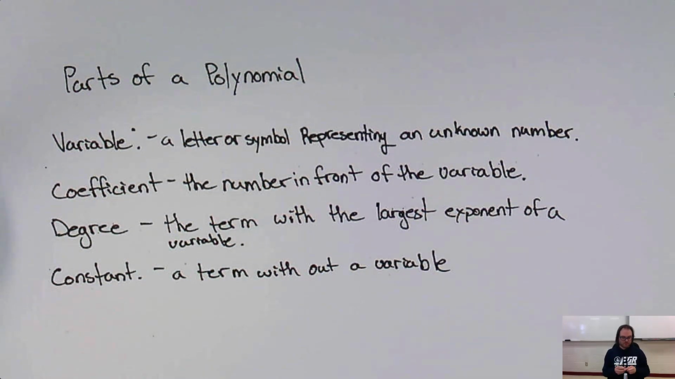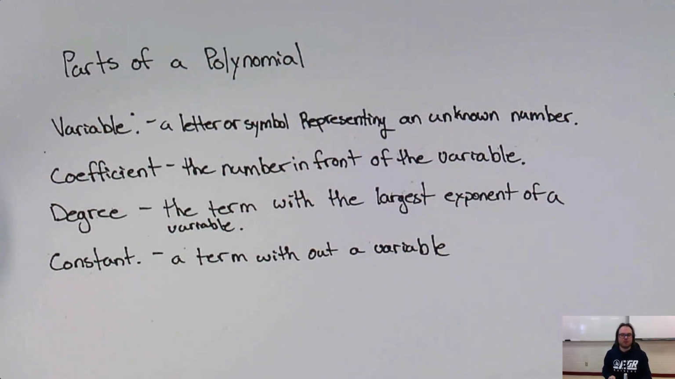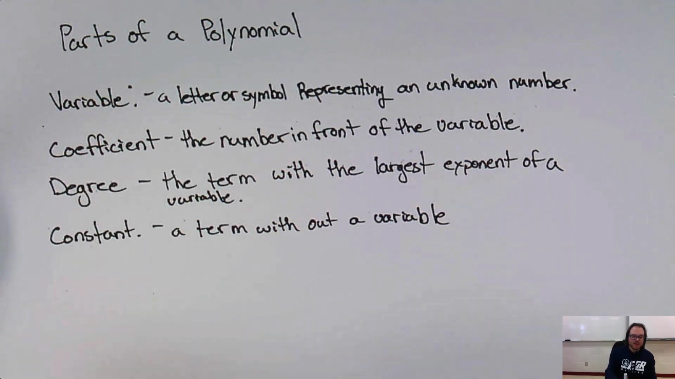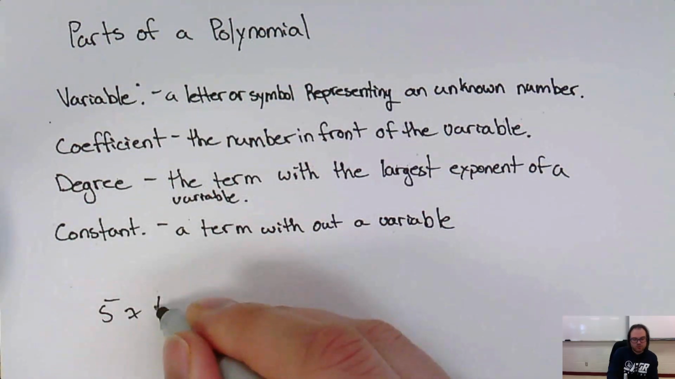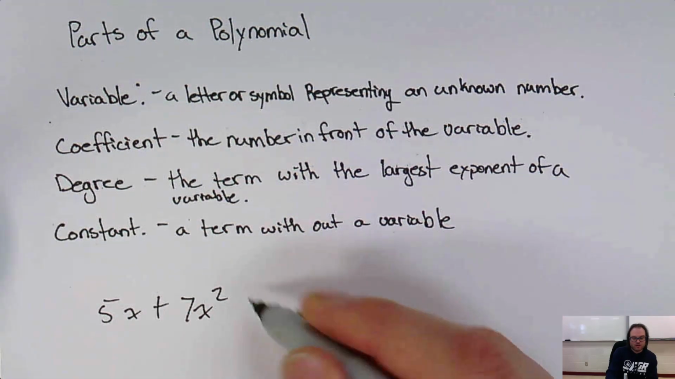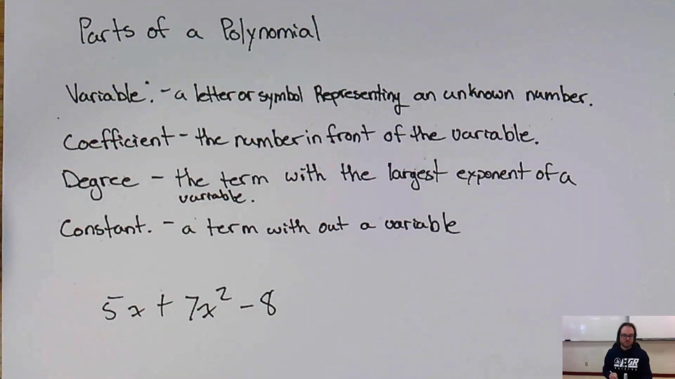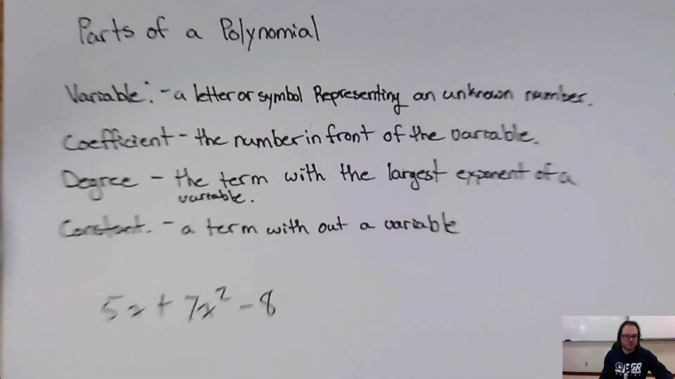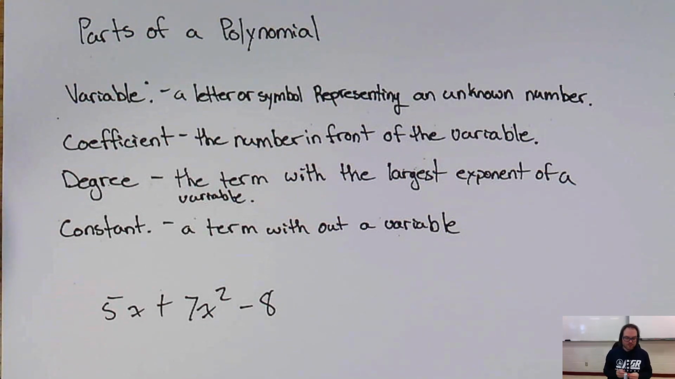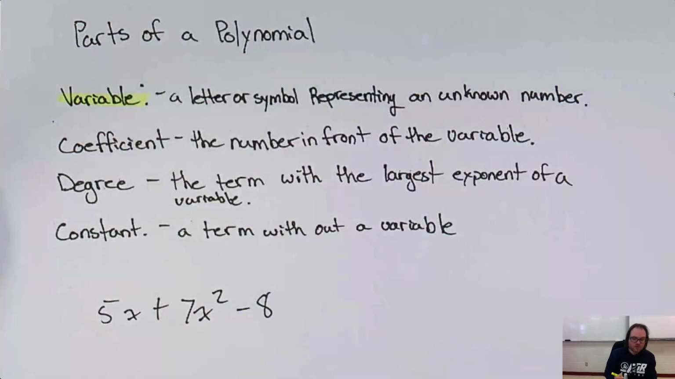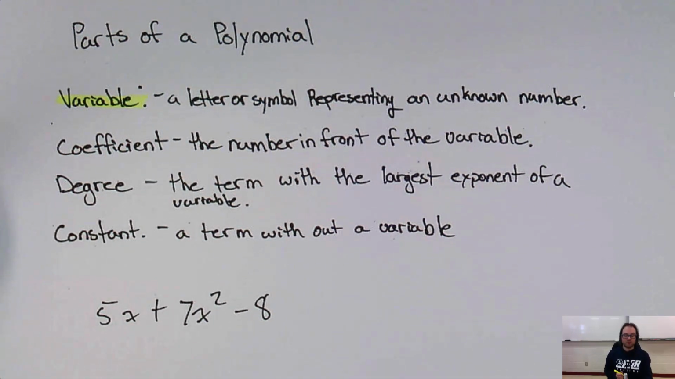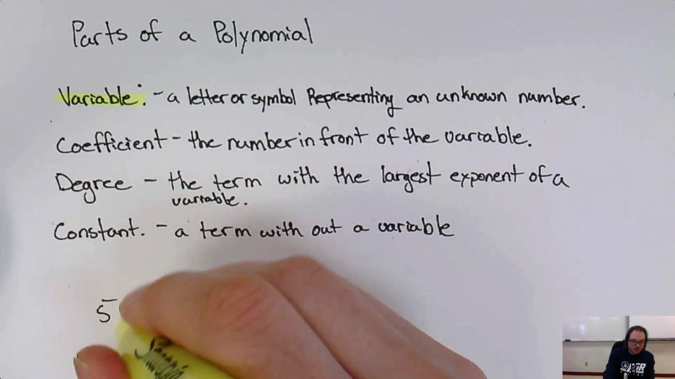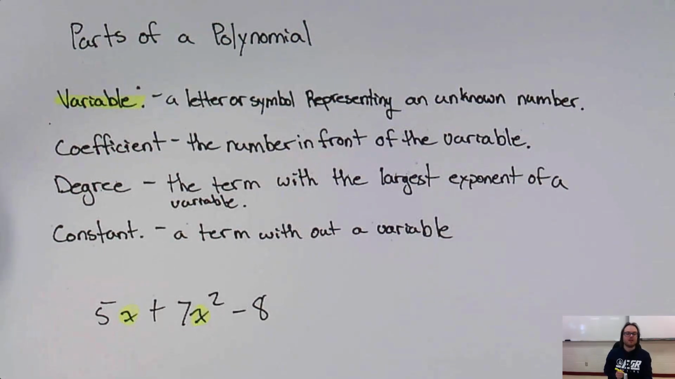So, let's look at an example here. If I have 5x plus 7x squared minus 8. Well, I'm going to look at certain things here. First, let's try and find what is my variable. So my variable is a letter or symbol representing an unknown. So here my variable is x.